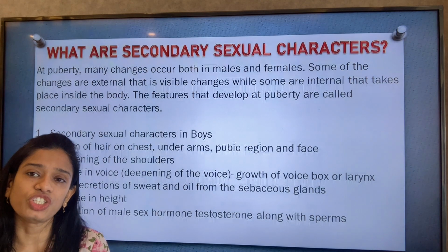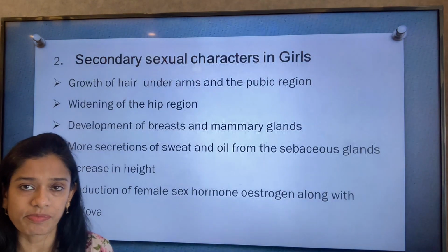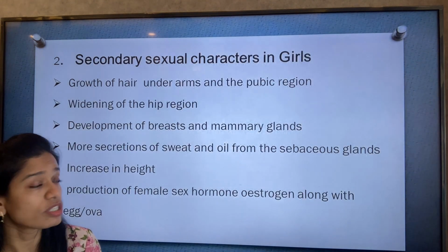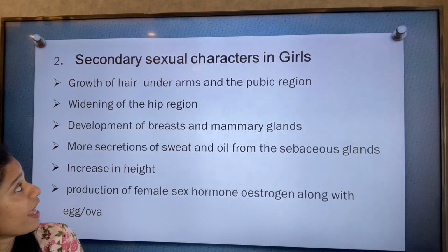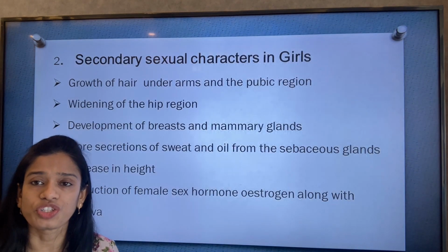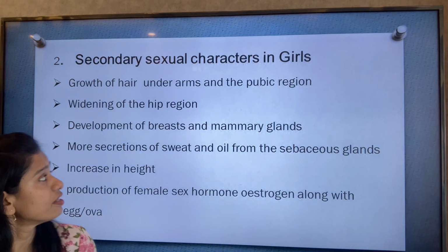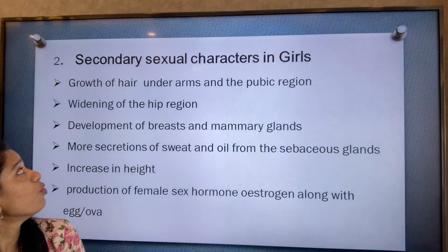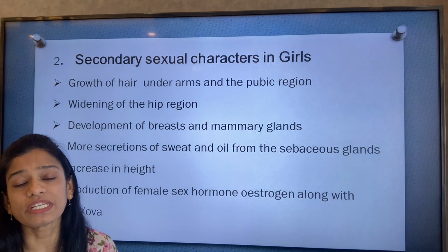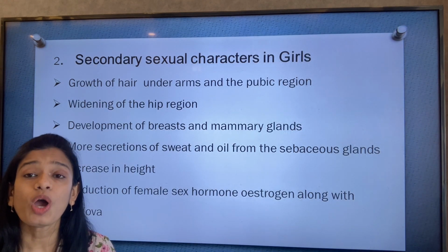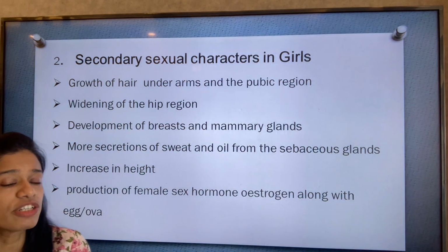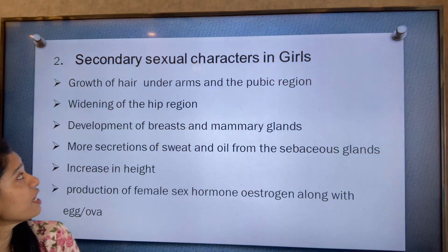Next we move on to the changes that happen in the girls. So what are the secondary sexual characters happening in the girls due to the onset of puberty? That is growth of the hair of underarms and the pubic region. So there is no growth on the chest or on the face for the girls. This is the difference. And widening of the hip region. The widening of the hip region takes place, and this widening helps to bear a child for a woman in the later stage, that is during the reproductive stage.